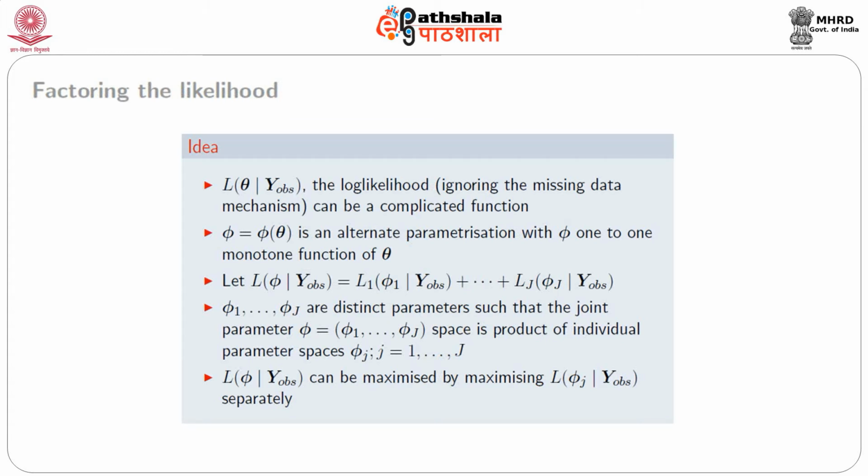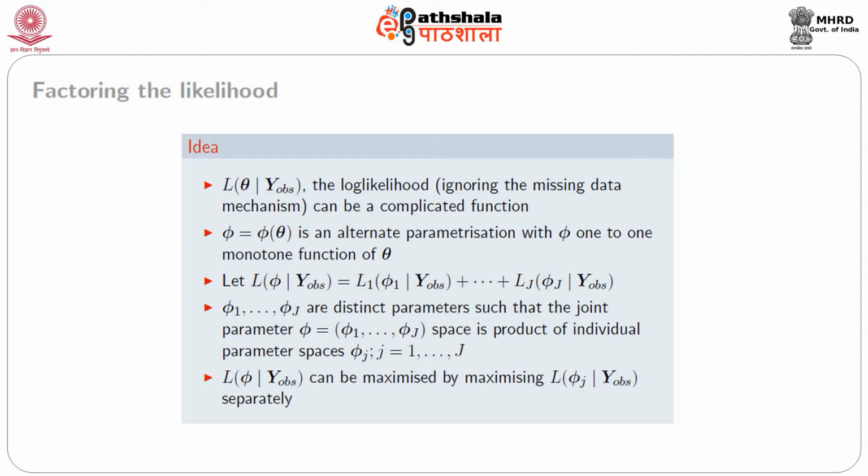Now, one more idea in this context is factoring the likelihood. So, if we ignore the missing data mechanism and think that L theta given y observed is a complicated function, but let phi, which is a function of theta, be an alternative parametrization, and phi is a one-to-one monotone function of theta. Then it is possible to write L phi given y observed as L1 phi 1 given y observed plus Lj phi j given y observed.